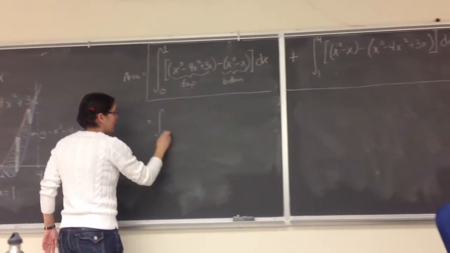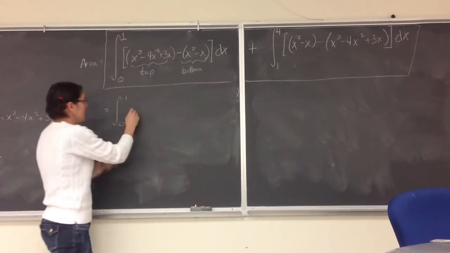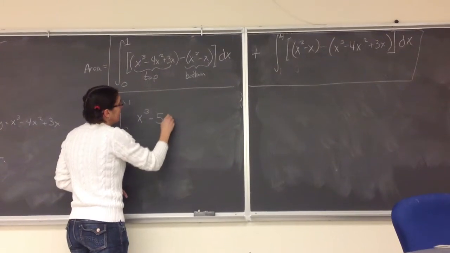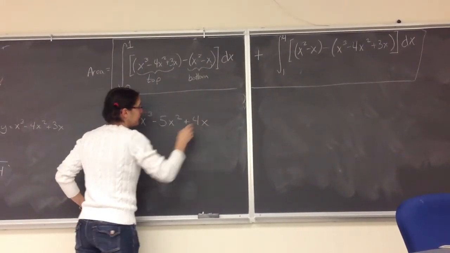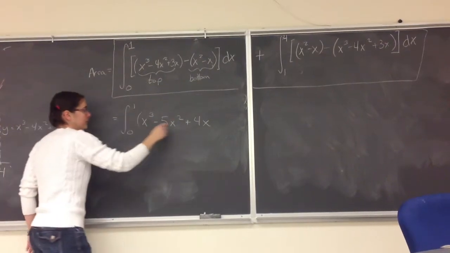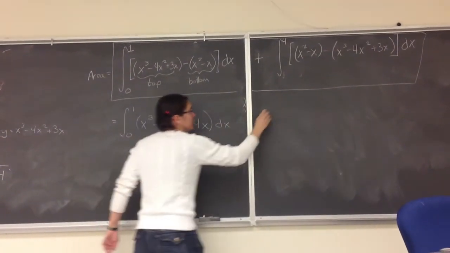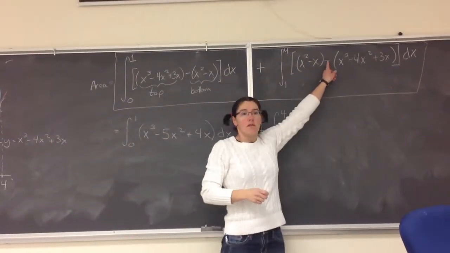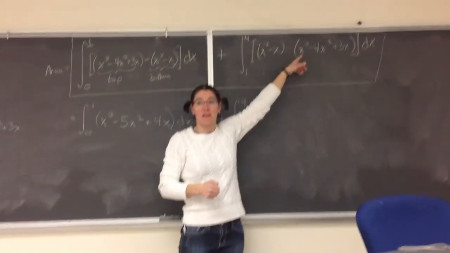And if I then want to solve, I have the integral from 0 to 1, and I've got an x cubed minus 5x squared, and then plus 4x. And then I'm going to add that on to the integral from 1 to 4. And what you'll notice is that I'm going to get the exact same answers, but they're going to have negative signs in front of them.